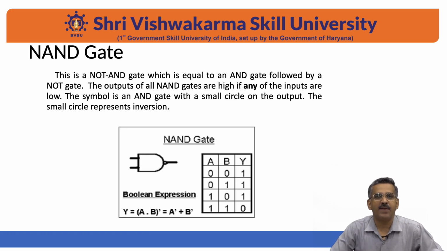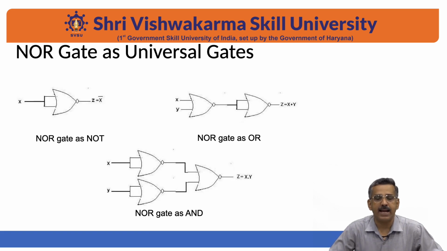Now, here is a very important point: what is the meaning of a universal gate? Universal gates are those gates by which we can design the other three kinds of operation, whether it is the product, the sum, or the inversion. So we call the NOR gate and the NAND gate universal gates.